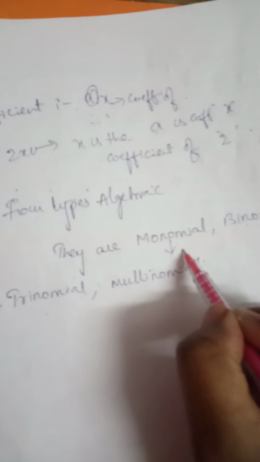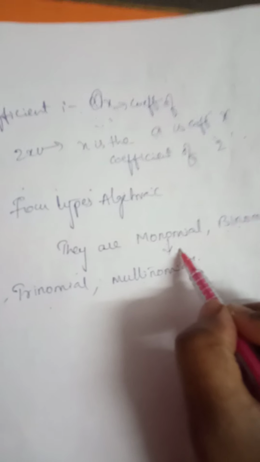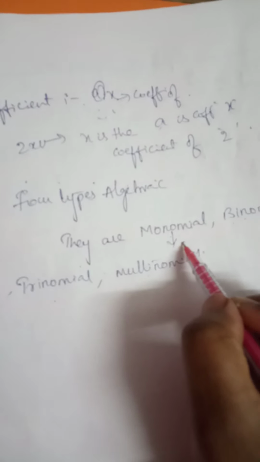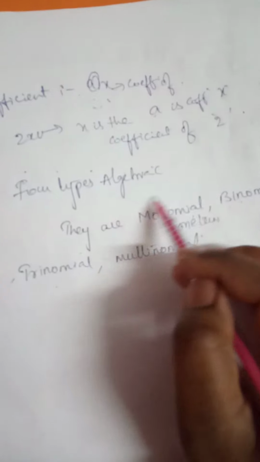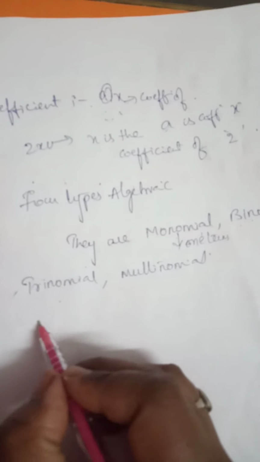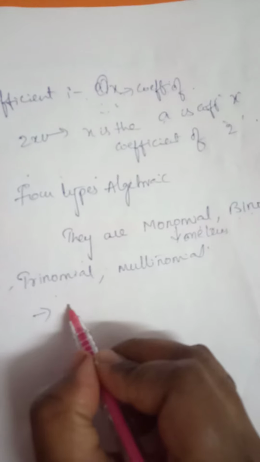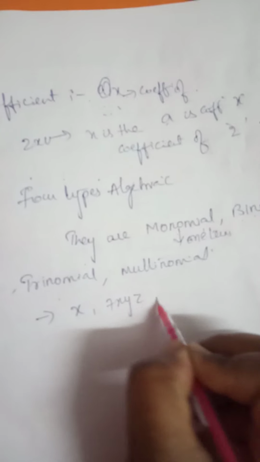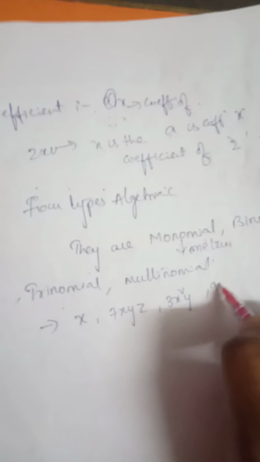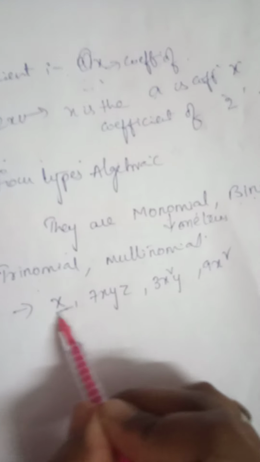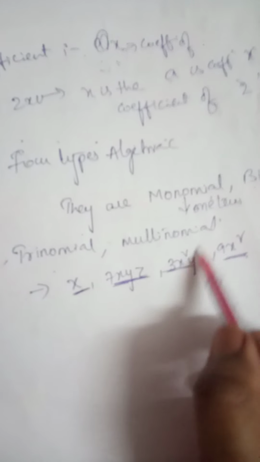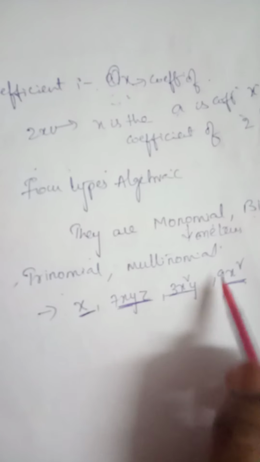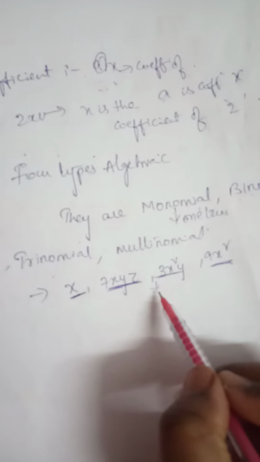Coming to the monomial, here mono is considered to be 1, and monomial terms are nothing but one term. We have only one term. For example, I am showing examples of monomial: x, 7xyz, 3x square y, and 9x square. Can you see these? This is totally one term, this is totally one term, this is totally one term. A single term like this is called a monomial.